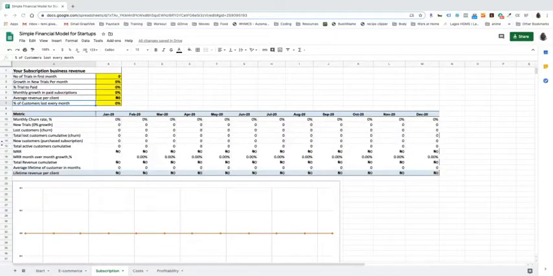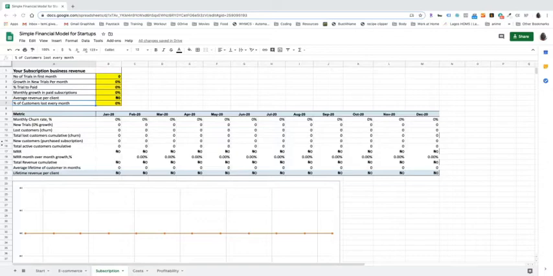Okay, so let's talk about your subscription business. Subscriptions are a little bit different. You don't really have a product or a service that you sell, and then someone collects it and goes away. They may come back next month, they may come back every month, but they may not come back at all.